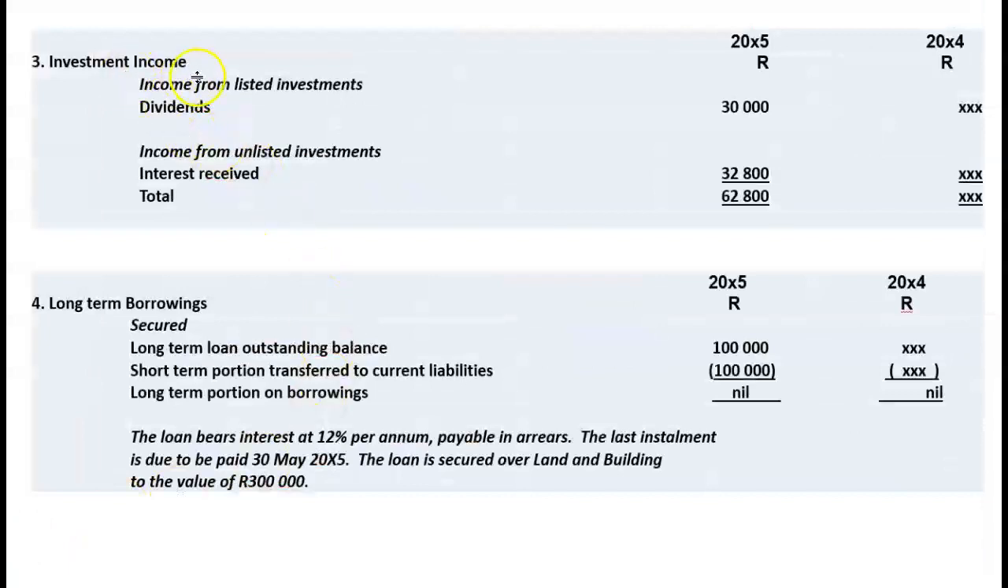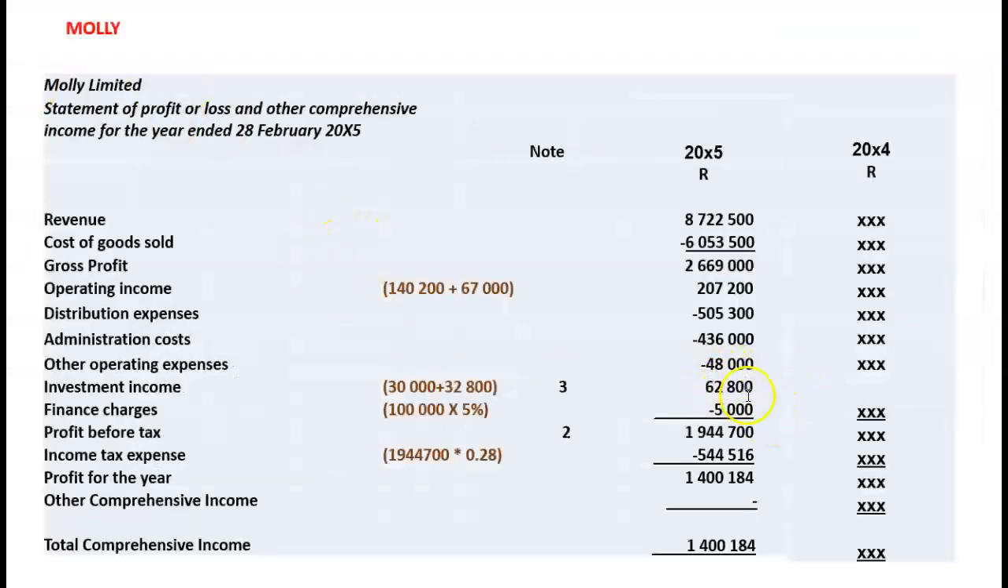You are going to distinguish between income from listed investments and income from unlisted investments. And then you have to give the reader the nature of the income received. So from the listed investments, we have received dividends of 30,000 Rand. From the unlisted investments, we received interest of 32,800. So the two together equals 62,800, which appears there on the face, 62,800 investment income. Great.